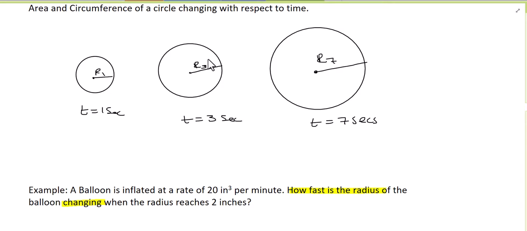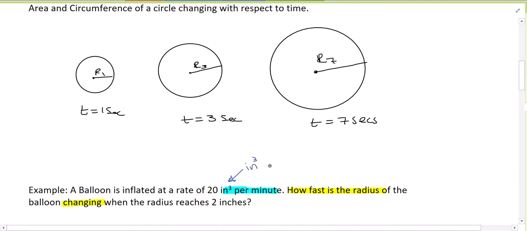Another thing to note is that things here are changing as time goes on. So notice that the balloon is being inflated at a rate of 20 inches cubed per minute. Pay attention to the units. What kind of units are these? Inches cubed per minute? Inches cubed is a measure of what?